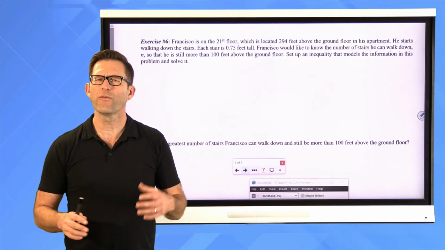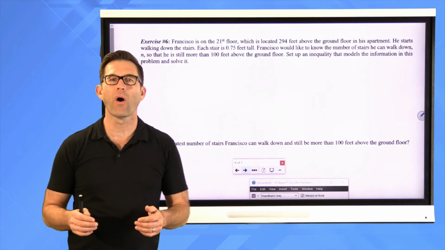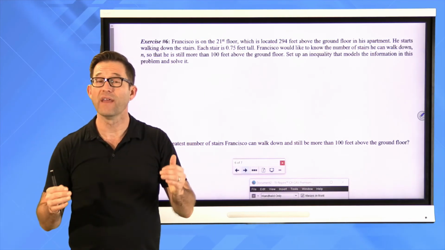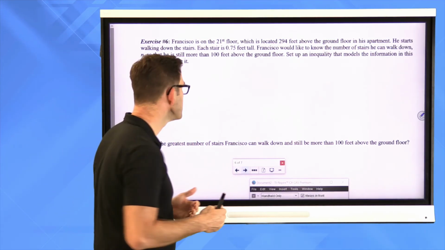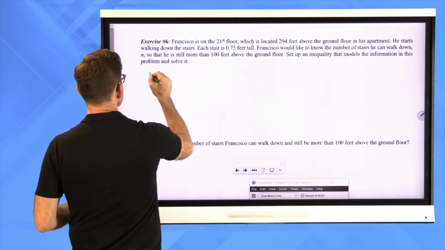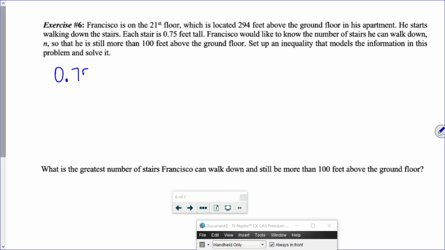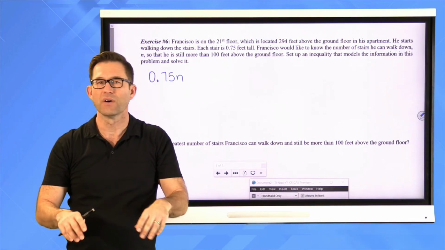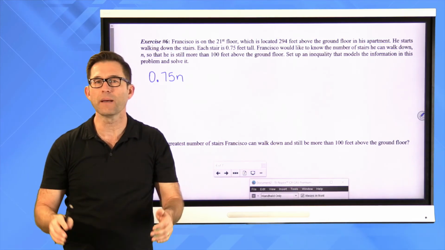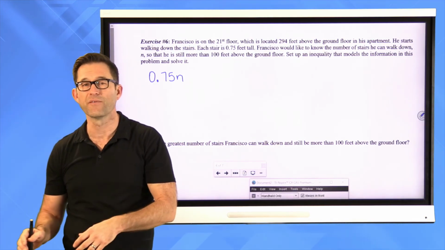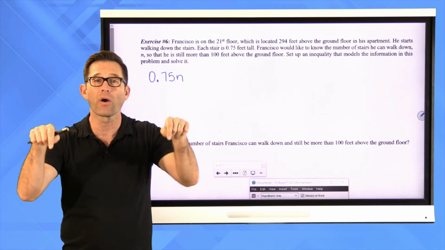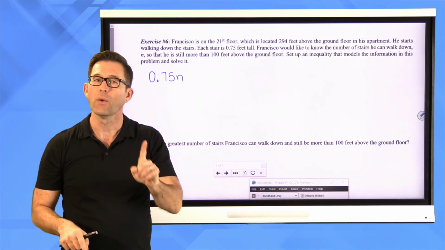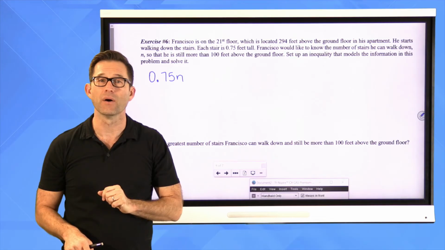All right, well first let's think a little bit about how far Francisco has walked down, right? So how far has he walked down? Well, if you take 0.75 feet per stair and you multiply it by the number of stairs that he walks down, that's how far Francisco has walked down. So if I told you he walked down 35 steps, you could do 0.75 times 35, and that would tell you how far he's walked down. It wouldn't tell you how far above the ground he is though, right?